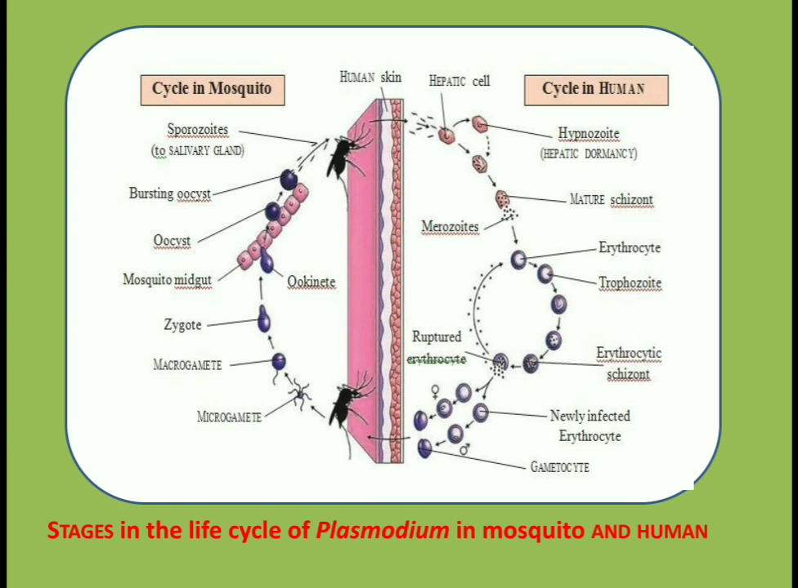These sporozoites go to the salivary glands of the mosquito and the cycle repeats. The mosquito bites a healthy person, and the sporozoites present in the saliva of the mosquito are injected while sucking the blood of that human being, and the infection of malaria occurs here.